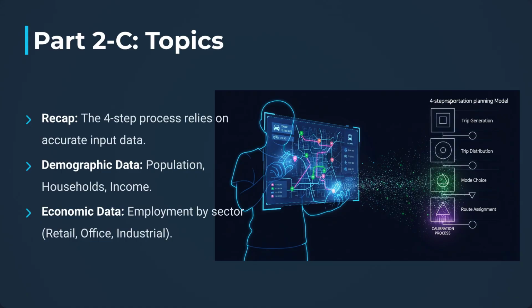The two main categories of socioeconomic data required for the model are demographic data and economic data. Demographic data includes fundamental characteristics of the population that drive travel demand, specifically population, households, and income. Economic data is essential for understanding the activity and distribution of job centers, broken down by sector, such as retail, office, and industrial. These data points are necessary inputs for the first step of the four-step model, trip generation, which estimates the total number of trips produced and attracted by traffic analysis zones, TAZs.